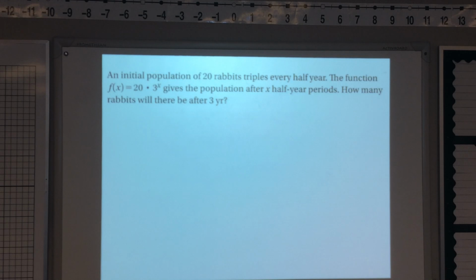Alright, so this one says an initial population of 20 rabbits triples every half year. The function f of x equals 20 times 3 to the x power gives the population after x half-year periods. How many rabbits will there be after 3 years? We have a problem again because our function is given to us in half years, so we need to think how many half years equal 3 years.